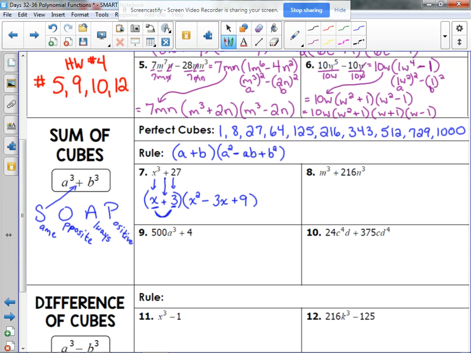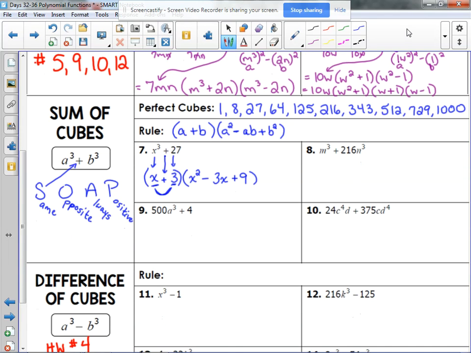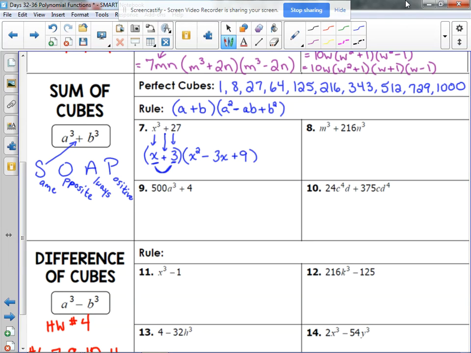All right, let's look at number 10. We're going to skip 8 and 9 for the moment. I'm going to let y'all do that here in a second. Let's look at number 10.